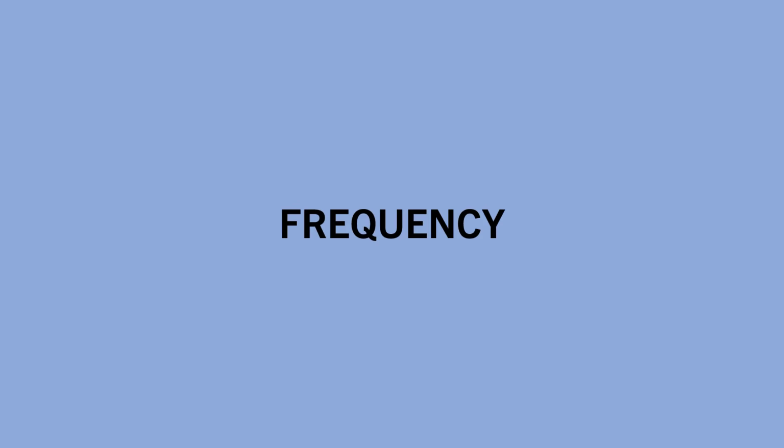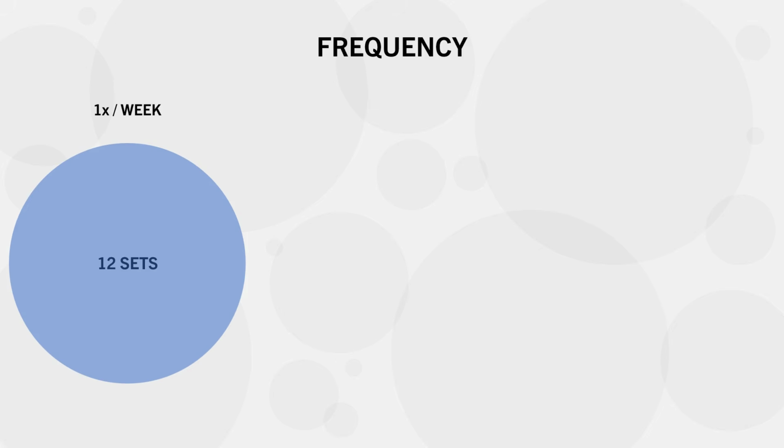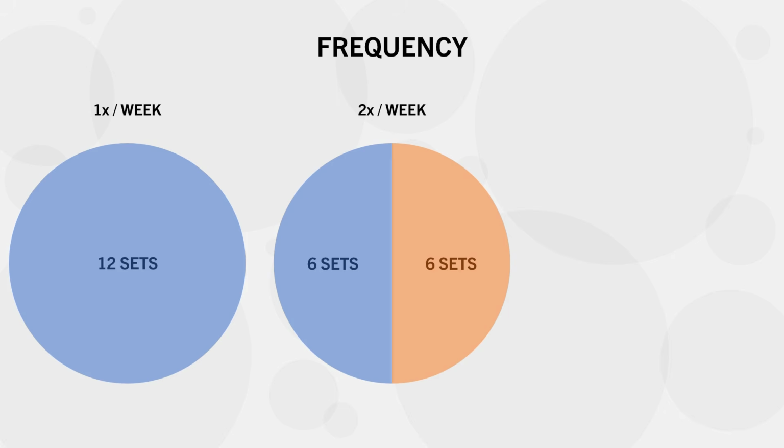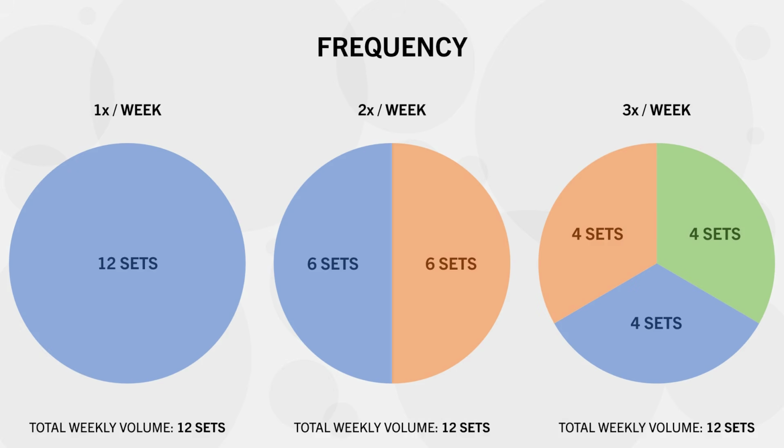Frequency refers to how many times per week a muscle is trained. However, it should be noted that whenever we discuss frequency, we are assuming that volume is equated. So frequency is essentially a factor of volume. For example, if we trained a muscle with 12 sets per week, training this muscle once per week would mean that all 12 sets are performed in a single session. If we train this muscle 2 times per week, we would perform 6 sets per session. And if we train the same muscle 3 times per week, we would perform 4 sets per session. So as we can see, total weekly volume is the same in all cases, although it is distributed differently across the week.